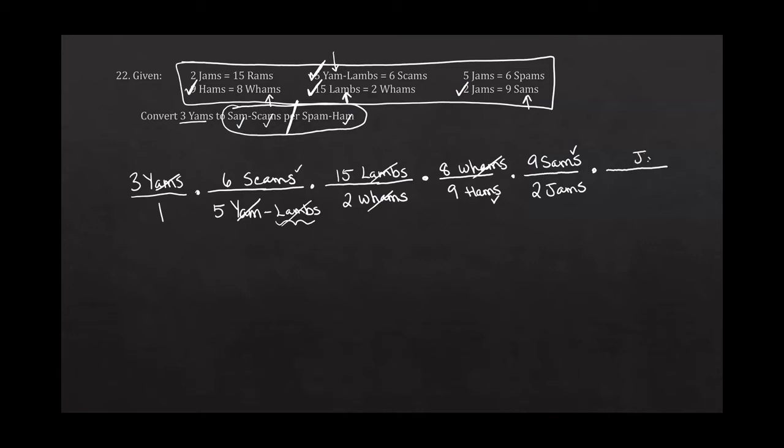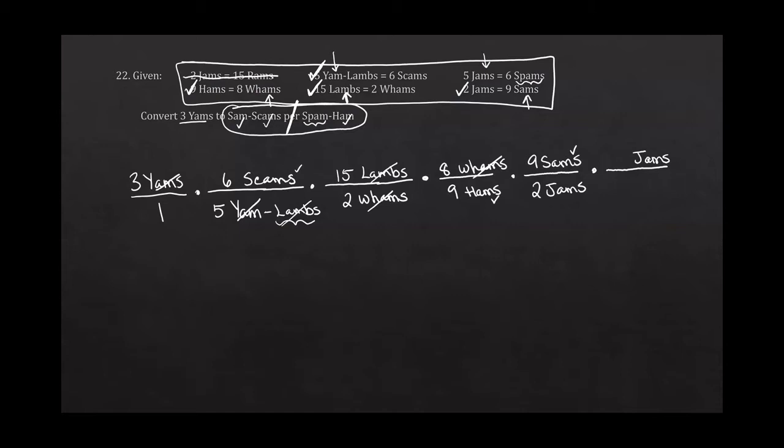So I'm going to put jams in the top since it's in the bottom right now. We actually see jams in both of the 2 conversions that's left. The first one says 2 jams equals 15 rams. The second one says 5 jams equals 6 spams. We're going to use the second one, and that's because this has spams in it, which is what we actually want. Okay, we don't need the rams, we don't want them, so we're not going to use that conversion. This one is actually one that we didn't need at all.